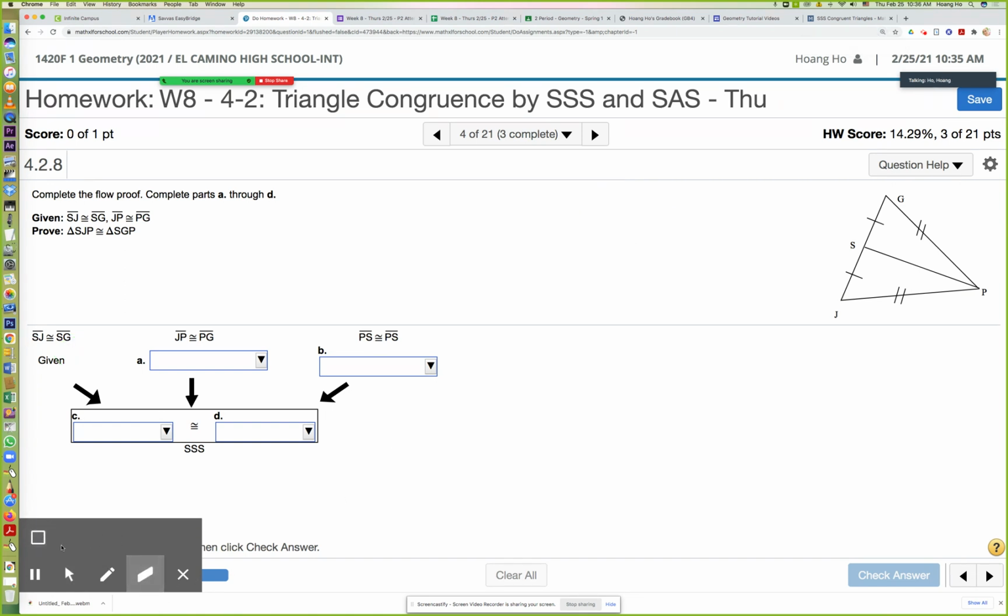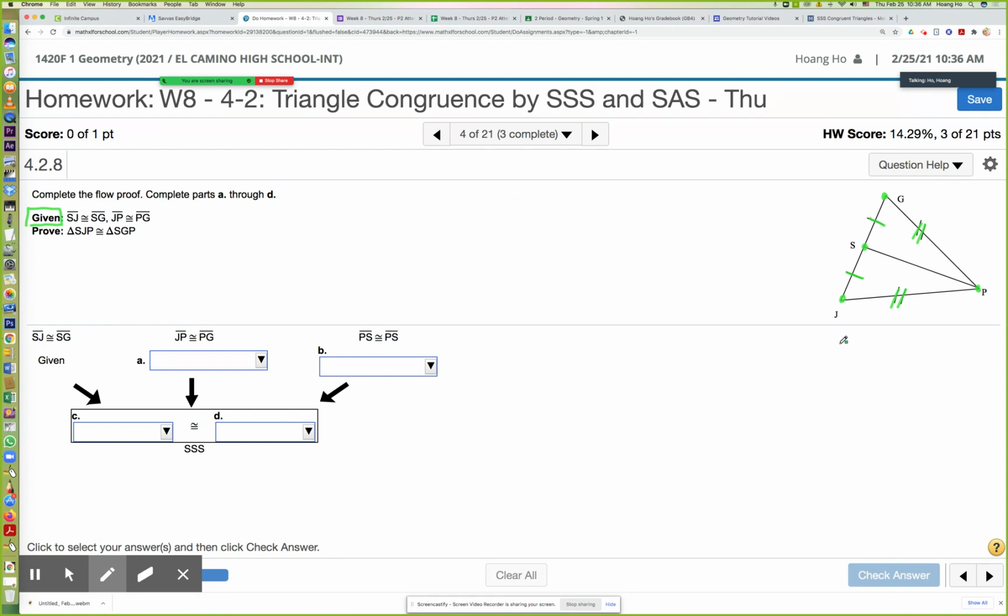So what happened here? Complete the flow proof. Complete part A through D. What happened over here? Take a look at the given information. JS equal SG, and they already marked it for you. One mark, one mark. What else do you have here? JP congruent to PG. They marked it for you right here. Two marks, two marks.